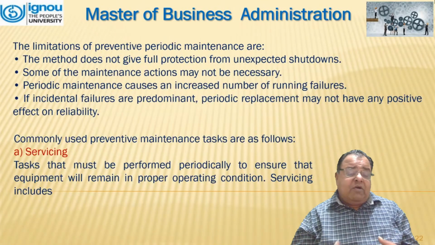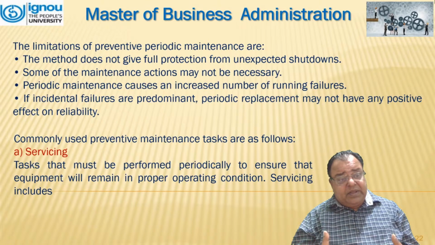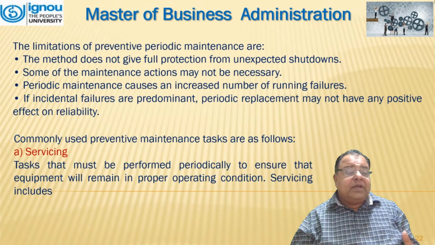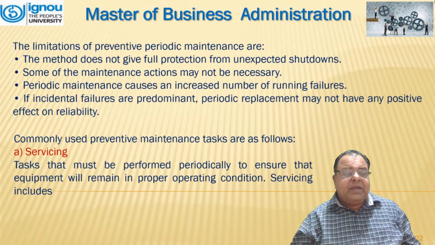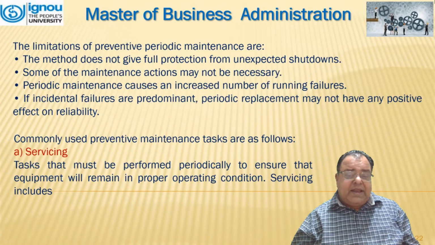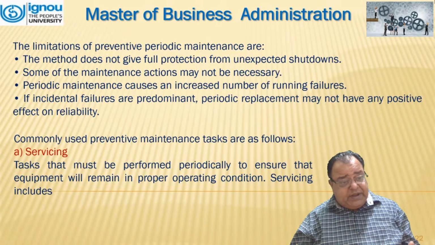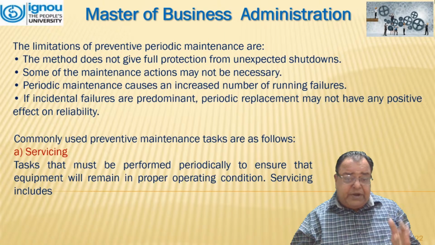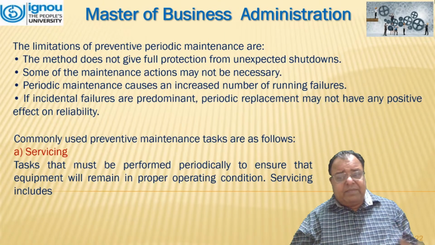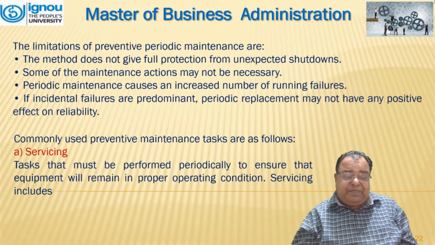The limitations of preventive periodic maintenance are: the method does not give full protection from unexpected shutdowns. Some of the maintenance actions may not be necessary. Periodic maintenance causes an increased number of running failures. And if incidental failures are predominant, then periodic replacement may not have any positive effect on reliability.